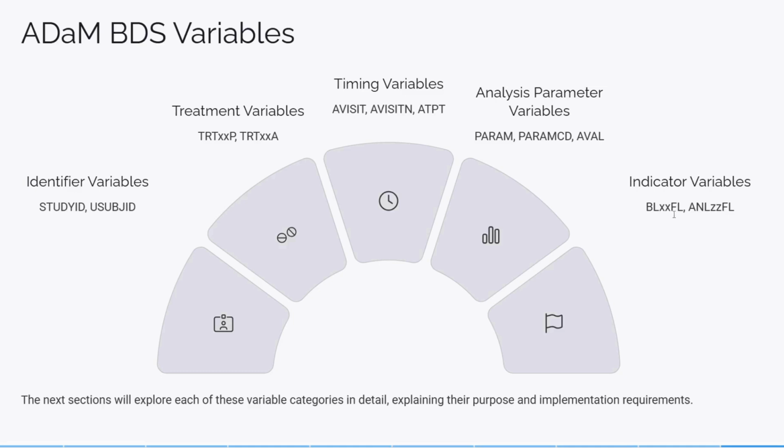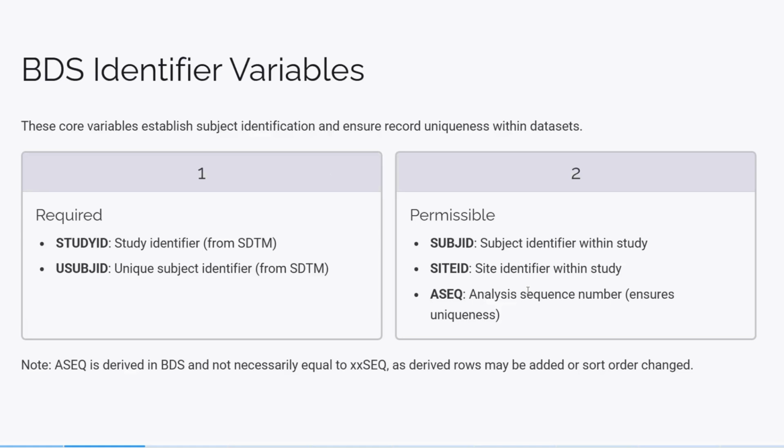So the x-axis represents the number of that particular record. Okay, so the next section will explore these variable categories in detail, explaining their purpose and implementation requirements. Okay, so the first one will be the BDS identifier variables.